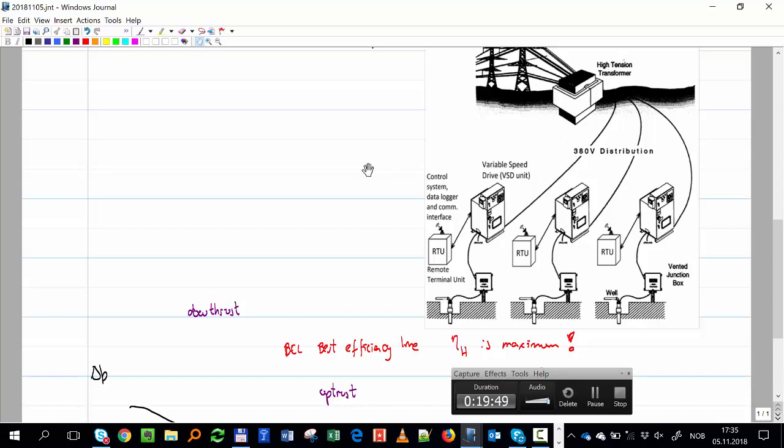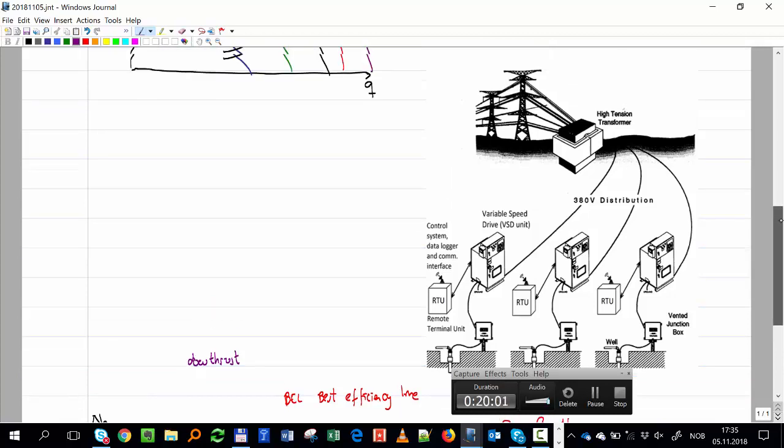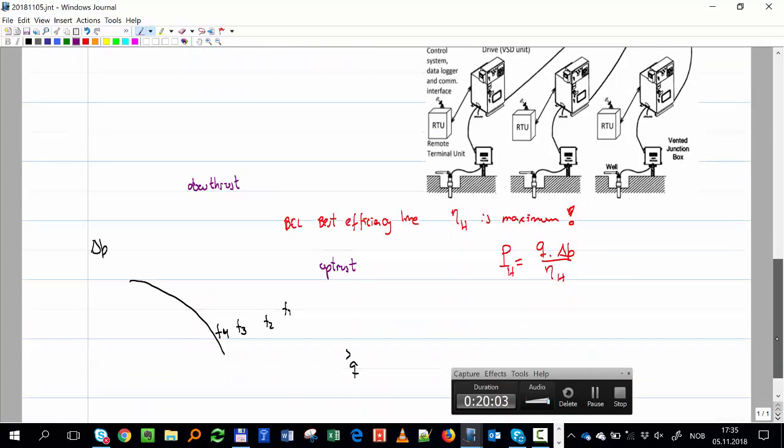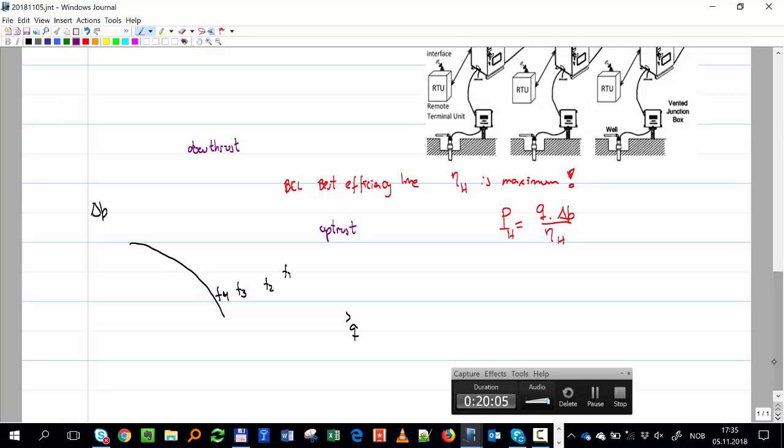Okay, so let me just make that thing here. Okay. And now we got rid of this plot. I'm not sure why.